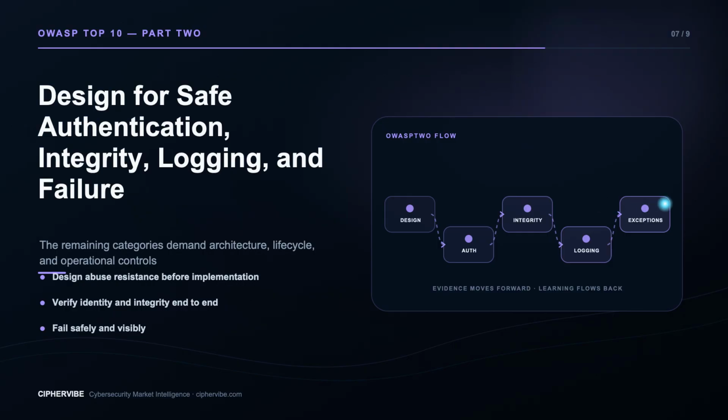Authentication failures include weak proof, session handling, enrollment, recovery, and credential protection. Prefer phishing-resistant authentication, protect reset flows, rotate sessions after privilege change, set secure cookie attributes, and revoke sessions after compromise.